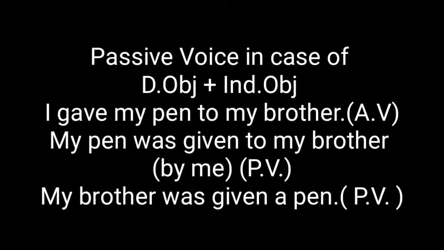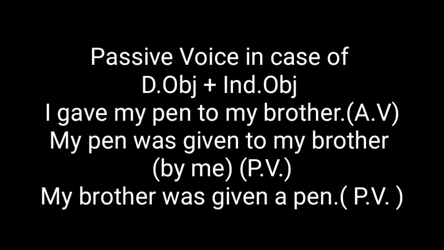Here what is the direct object? My pen is the direct object because we get it immediately after the verb. To my brother is the indirect object because it is governed by the preposition to. In such cases, how can we change them into passive voice? We have two passive forms there.